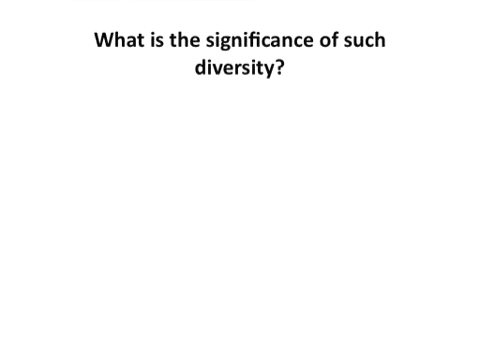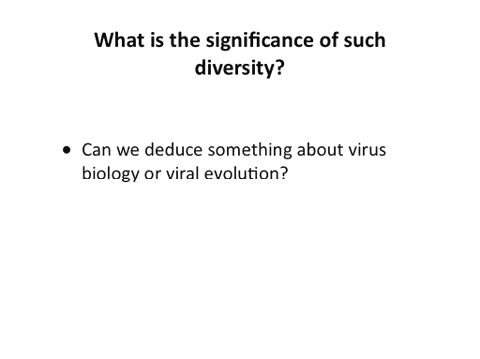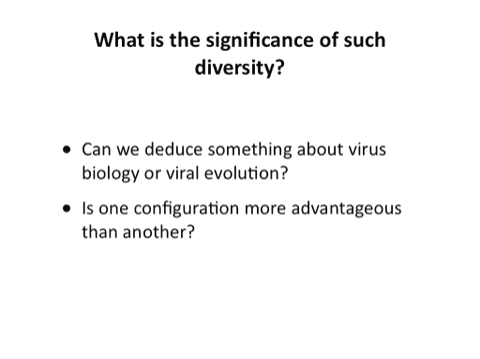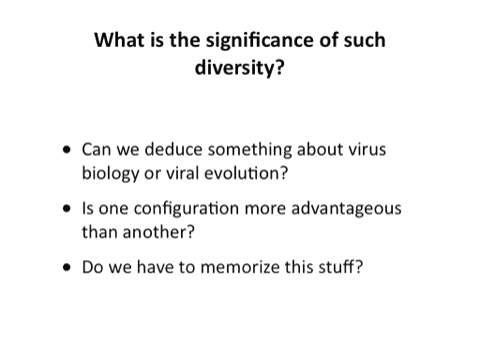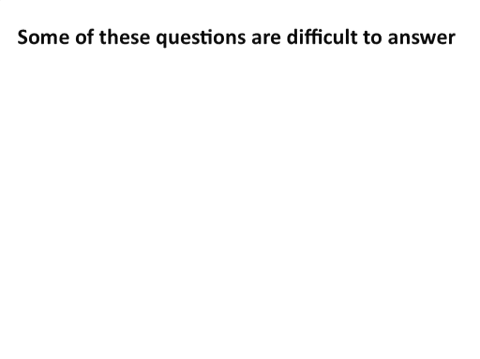So what does this all mean? That's the question I see very often. Why are there so many different genome types? And is this something that will give us some clues about the biology of the virus? In other words, the genome type, the particular configuration, how strange it is, or viral evolution? Is one genome type more advantageous than another? And finally, the most interesting or important question, do we have to memorize all this stuff? Now, most of these questions are difficult to answer with the exception of the last one. That's an easy question to answer.